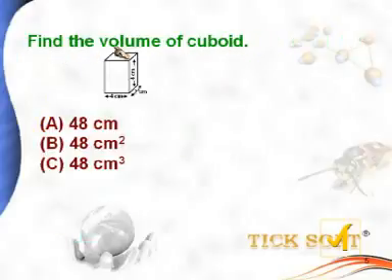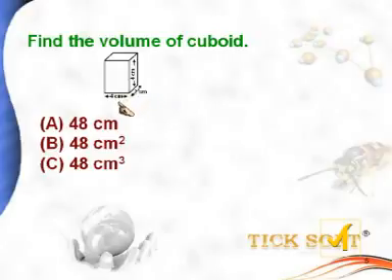Okay. Find the volume of the cuboid. The options are option A 48 cm, option B 48 cm square, option C 48 cm cube. See, this is the cuboid. How will you find the volume of a cuboid? What is the formula to find the volume of a cuboid? L into B into H, that is length into breadth into height.